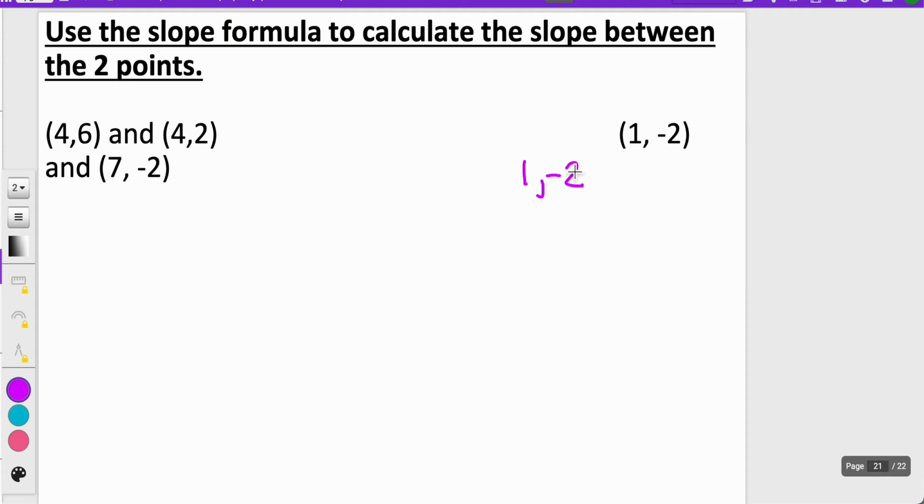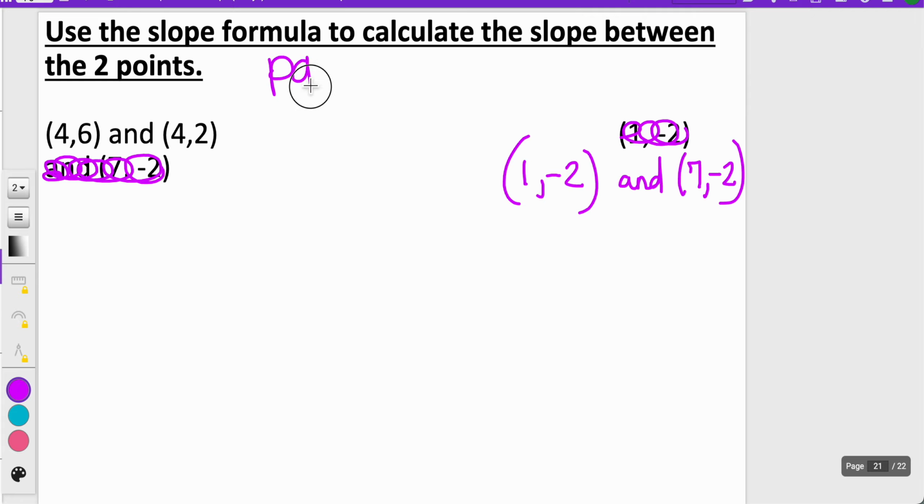So again, I'm going to reformat here: 1, -2, and 7, -2. And then you got your first set. So go ahead and pause the video. When you're ready to check it, go ahead and click play. All right, I'm just going to erase what's here, and then we'll get started with that first one.